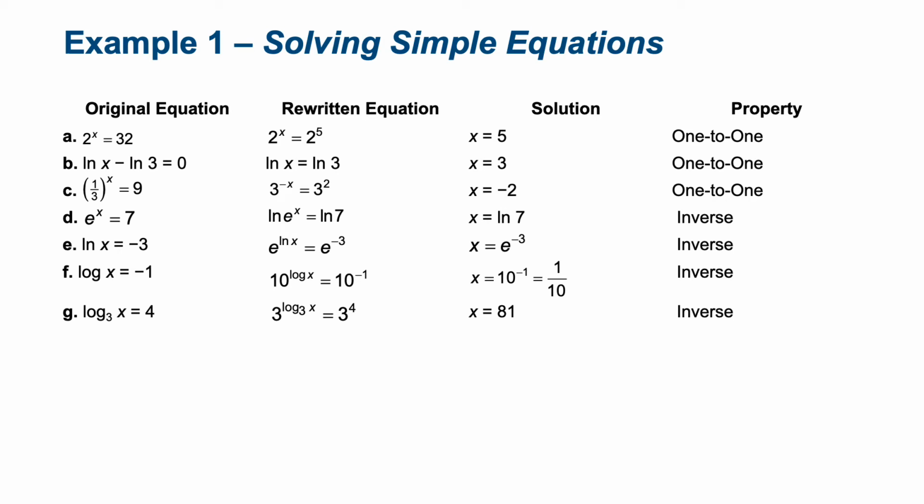And then finally, log base 3 of x is equal to 4. If I raise both sides to have the base 3, the bases will match on the left-hand side, and I'm left with x, which is what I wanted. On the right-hand side, I have 3 to the power 4, which is 81. Again, you could have also written this in exponential form: 3 is the base, raised to the power 4, equals x, and you would get the same answer.